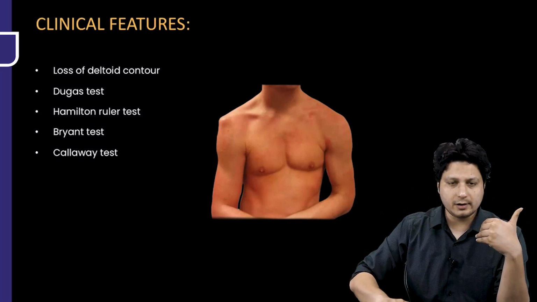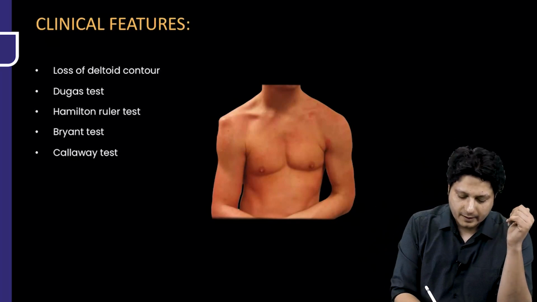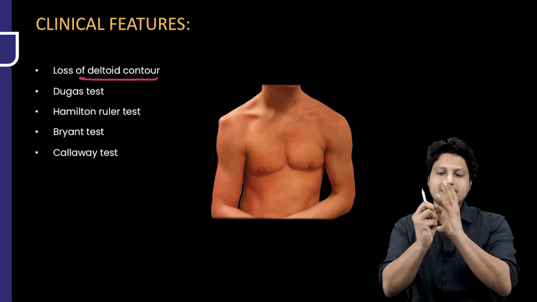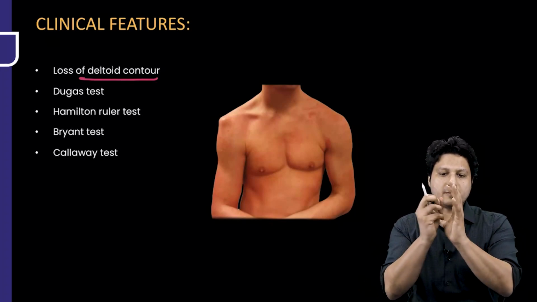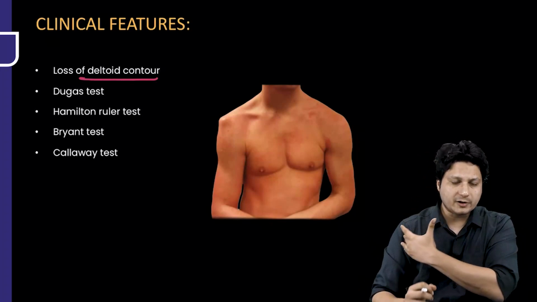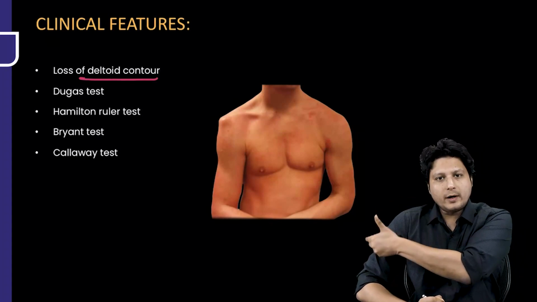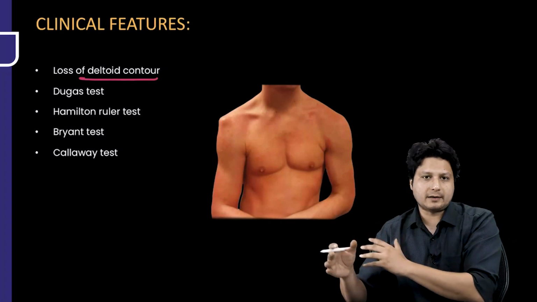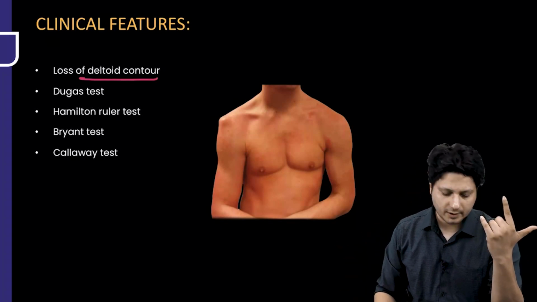Now, let's talk about the clinical features. There will be a loss of deltoid contour. Obviously, if the shoulder joint is dislocated anteriorly, that means the head of the humerus is out of the glenoid and is placed anteriorly, the deltoid contour is going to be lost. There will be a flattening over the upper lateral aspect of the arm. That is point number one.